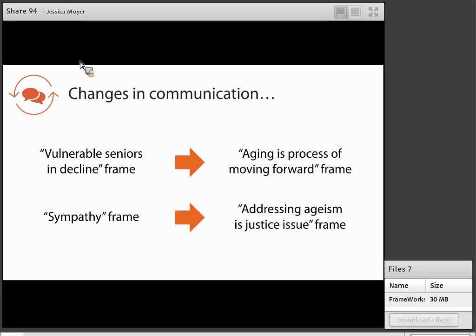And in a similar vein, we were raising awareness of ageism, but instead of framing it as sympathy for folks of a certain age who suffer from ageism, we appealed to the idea of justice, that combating ageism is something we all have a stake in. We want to live in a society that's just and where ageism is not allowed to thrive.